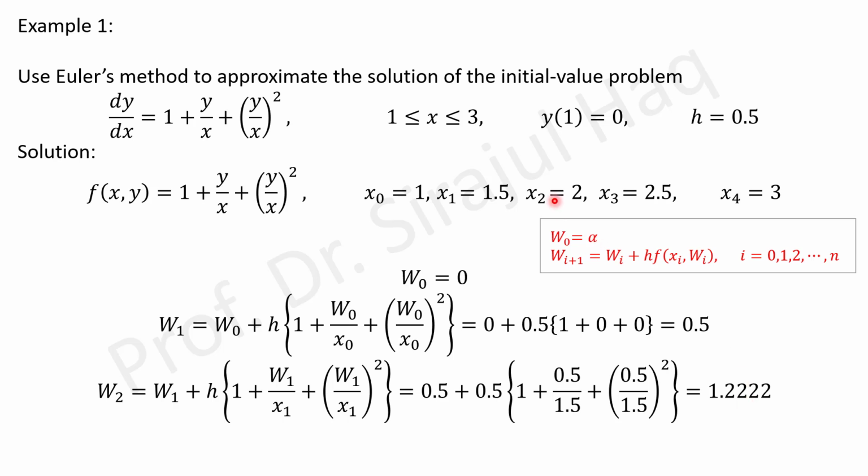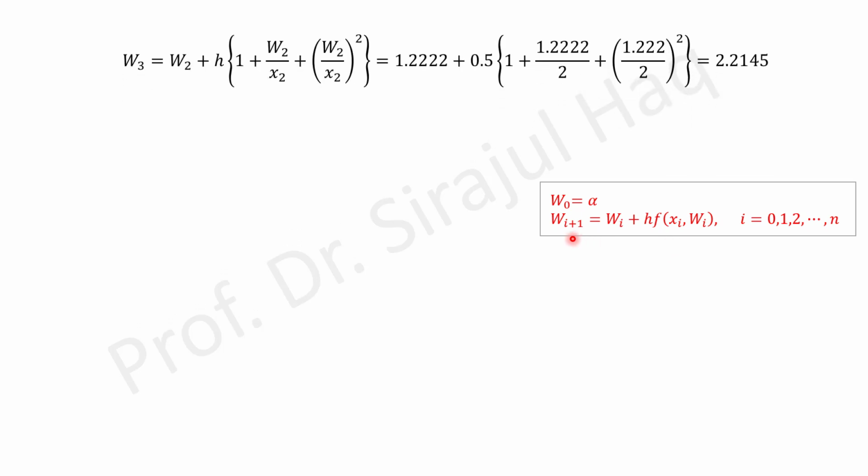We computed the solution at this level. Now let's compute it at 2.5. Euler method. Now let's replace i by 2. When we replace i by 2, you are getting W3 equal to W2 plus h. Replace x by x2 because the value of i is 2, and y by W2 because this time the value of i is 2. So you can see it over here.